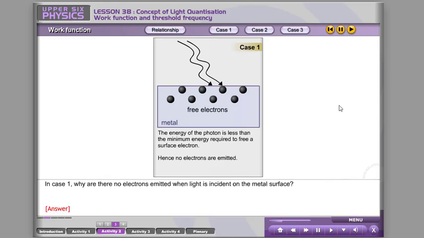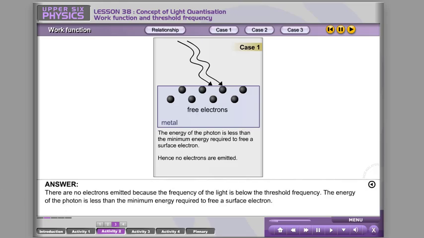In case 1, why are there no electrons emitted when light is incident on the metal surface? Answer: there are no electrons emitted because the frequency of the light is below the threshold frequency. The energy of the photon is less than the minimum energy required to free a surface electron.